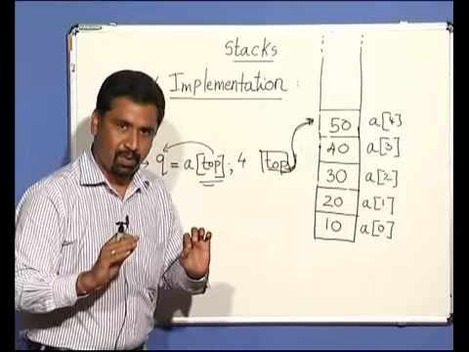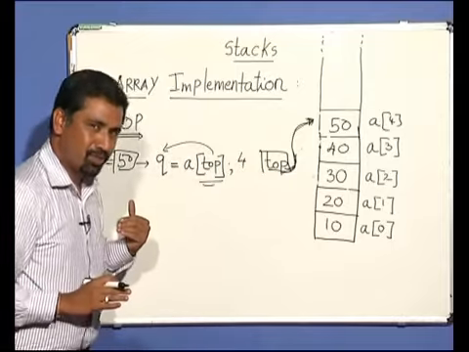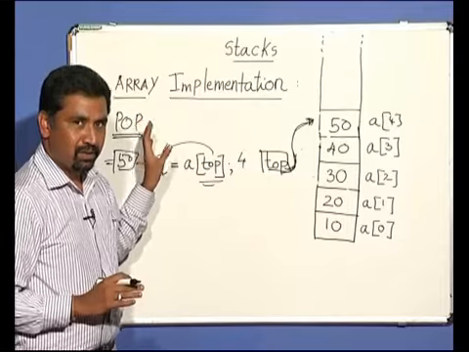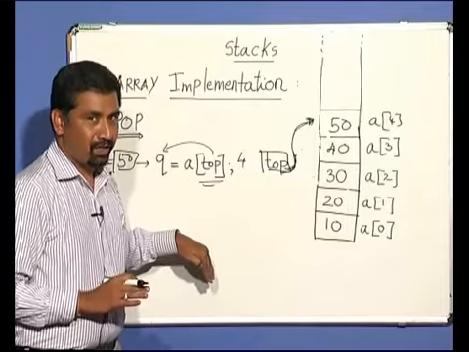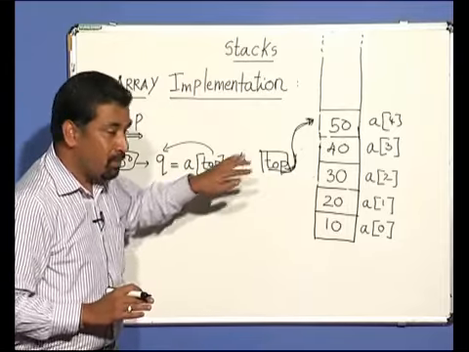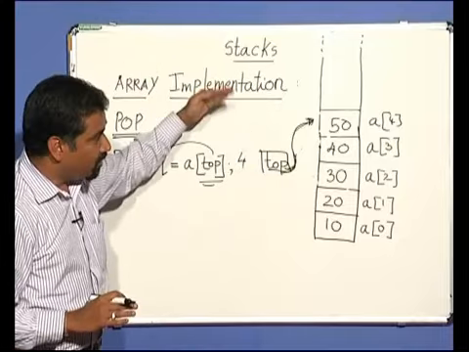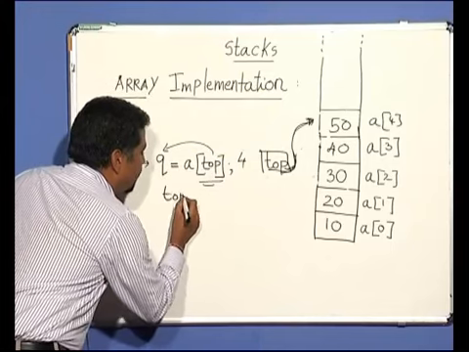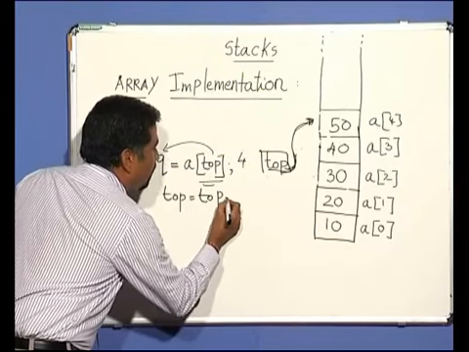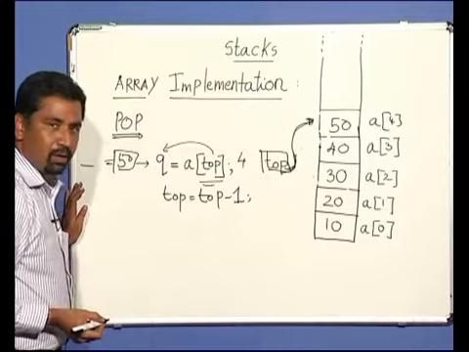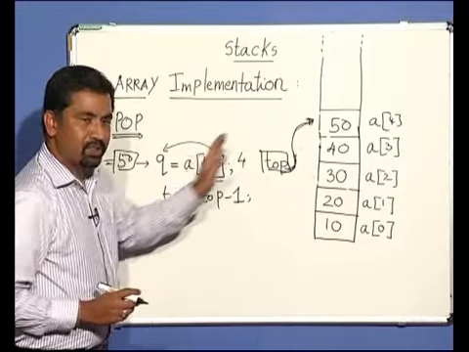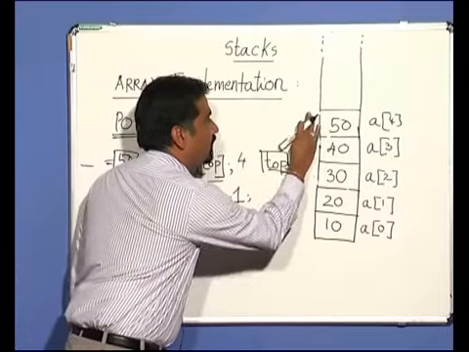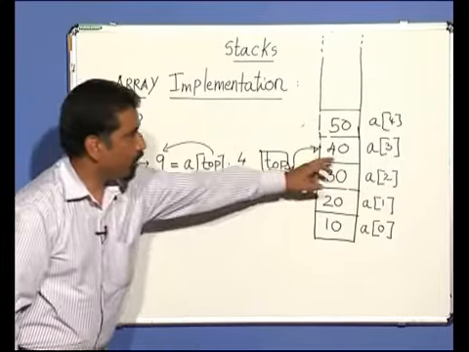First requirement of the pop is over, that is, I got the topmost value. But since I have removed in effect the top element from the stack, the top must get modified now. And what should be the top now? Because one value has been removed, it must point to the one below. That is, top is simply made top minus 1. Earlier it was 4, now it will be simply 3. In effect, top will simply point to 40.